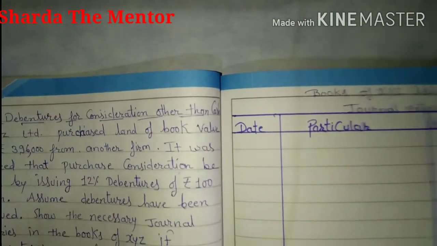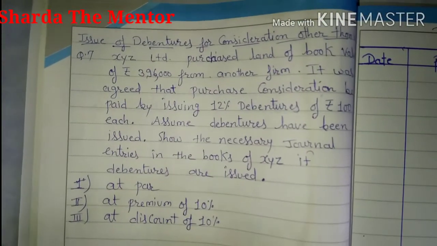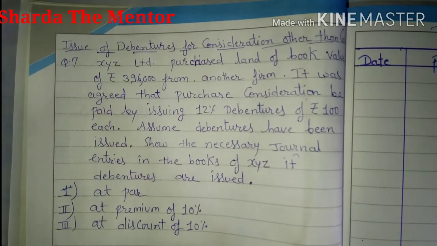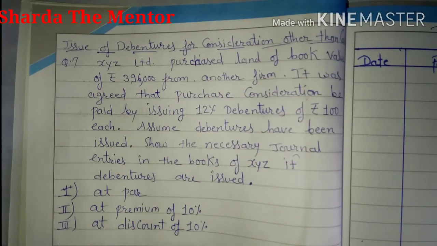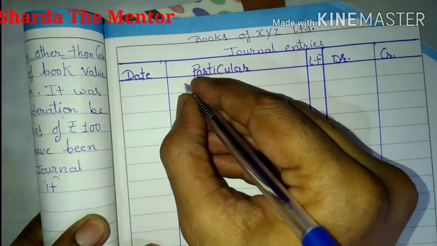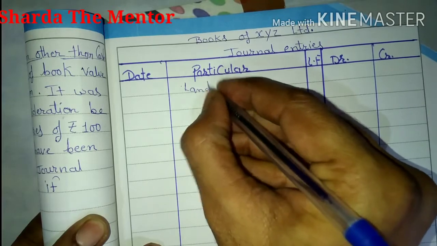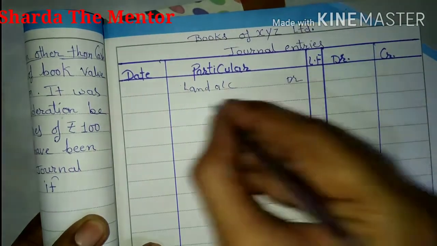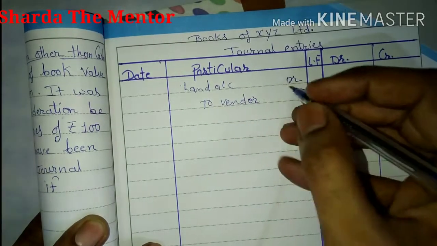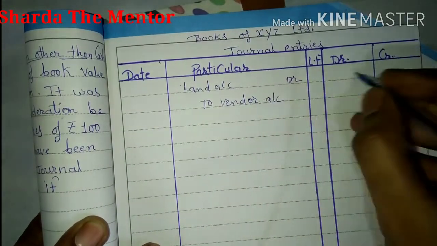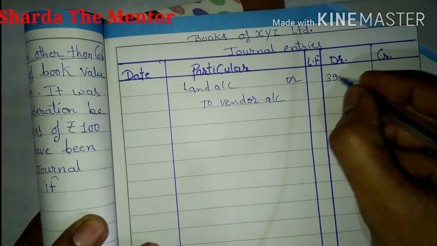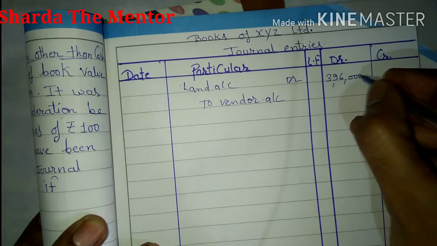Here is a question that you can see on your screen: XYZ Limited purchased land of book value. For that you will pass the first entry, land account debit to vendor. Here we are passing the entry to vendor because we are still not paying any amount, so that is the actual amount due for that. So we will pass land to vendor account.